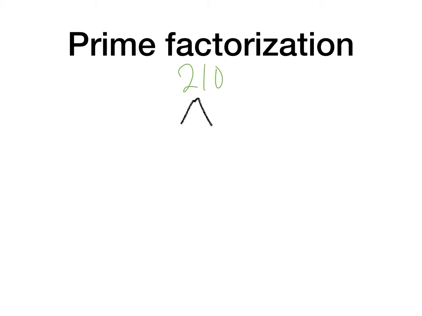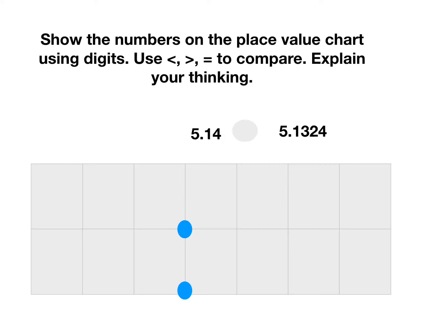Find the prime factorization of 210. Show the numbers on the place value chart using digits. Use less than, greater than, and equal to compare. Explain your thinking.